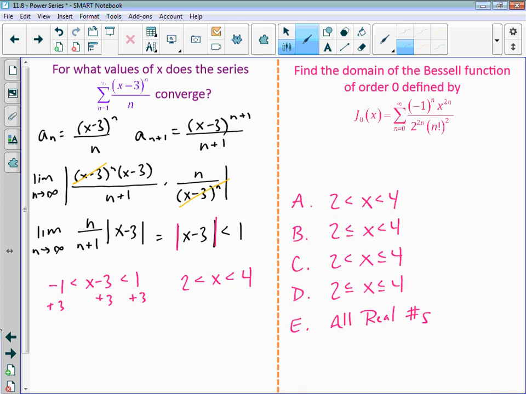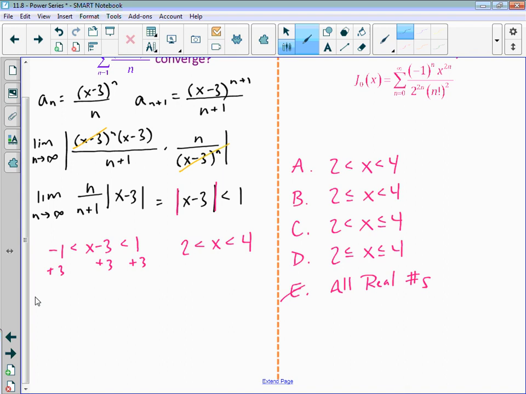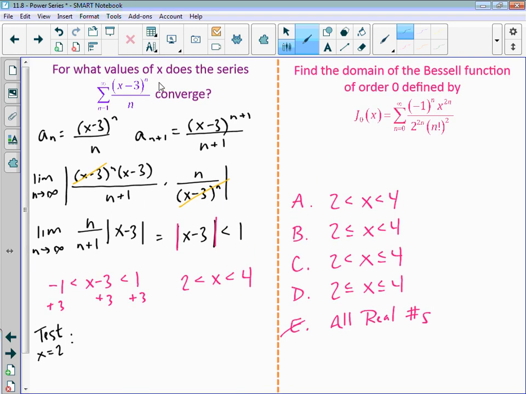So we know when we get to this part here that the answer is not going to be E, right? Because it's not all real numbers, it has to be between 2 and 4. So we have to test the endpoints. So to test the endpoints, let's say I'm going to test 2. So let's start with that. Test x equals 2. We want to see if x equals 2 converges or diverges. So go back to the original. If I plug 2 in for x, what is this going to turn into?